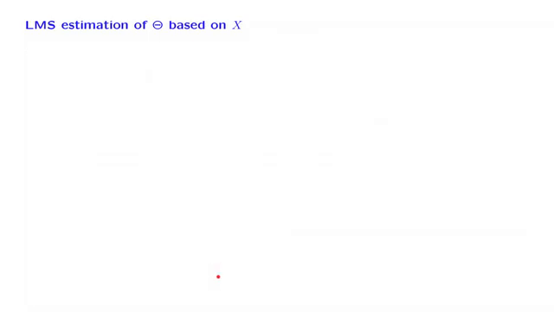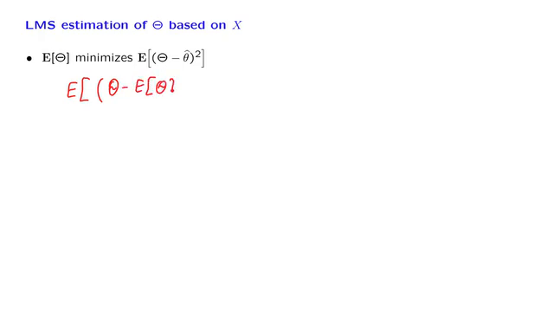Let us now continue with some observations. Remember that the expected value of theta minimizes this quantity, and we can write this more explicitly in terms of the following inequality, that if we use the expected value as an estimate, the resulting mean squared error is less than or equal to the mean squared error that we would have obtained if we had used any other estimate C. So this is a relation that's true for all C.